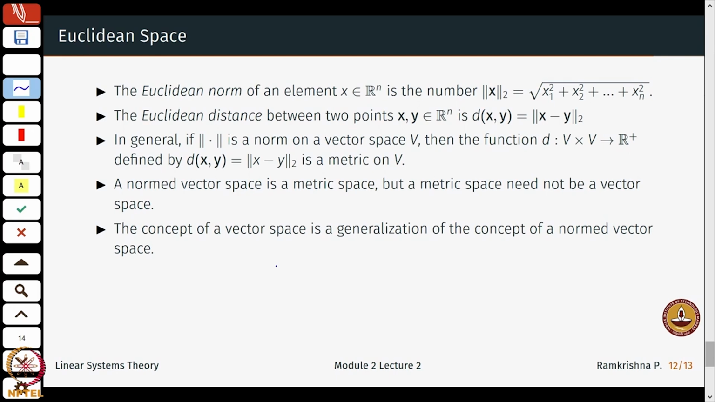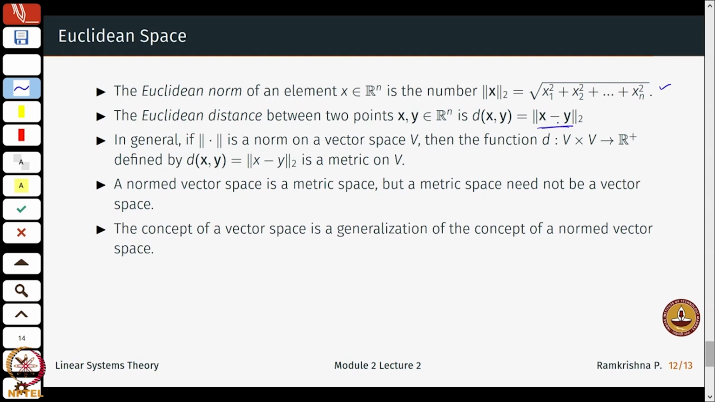So, how does this relate to the Euclidean space? How do normed spaces and metric spaces relate to each other? Let us do something from what we know from our coordinate geometry classes. The Euclidean norm of an element is just this number, or just the length of the vector, or the distance between the vector and the origin. Whereas, the Euclidean distance between two vectors x and y is just the 2 norm of the difference between x and y.